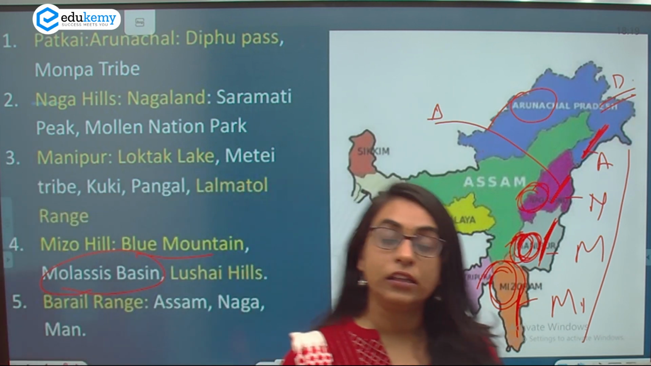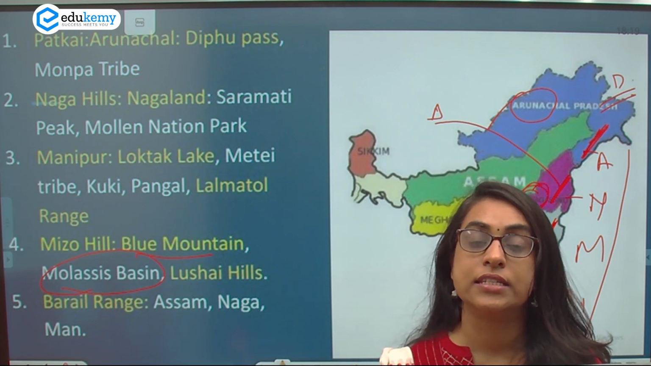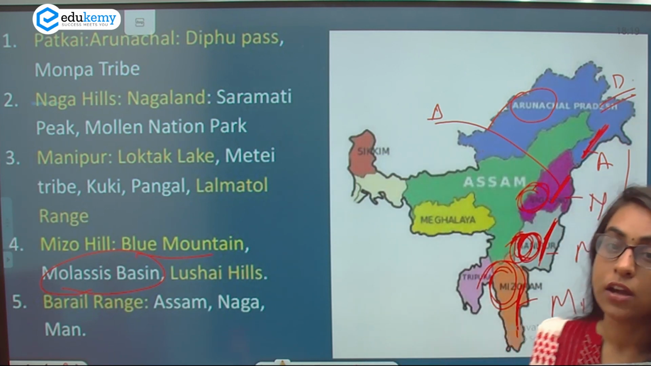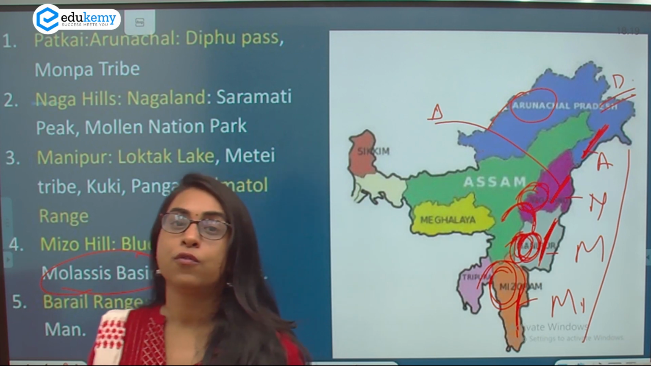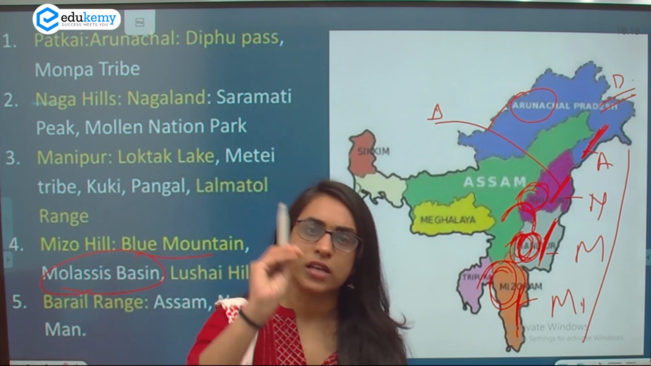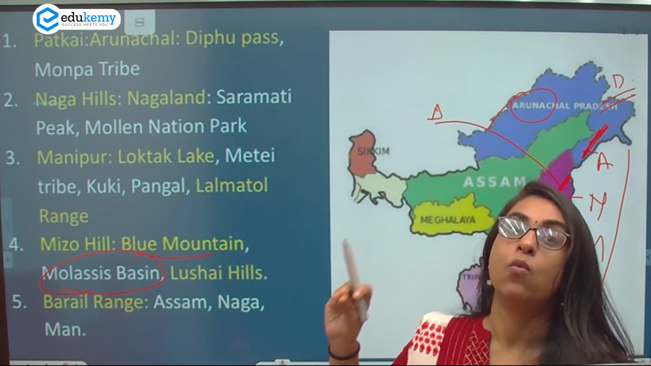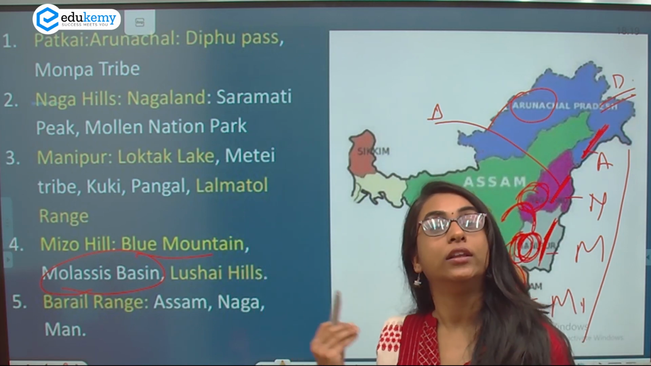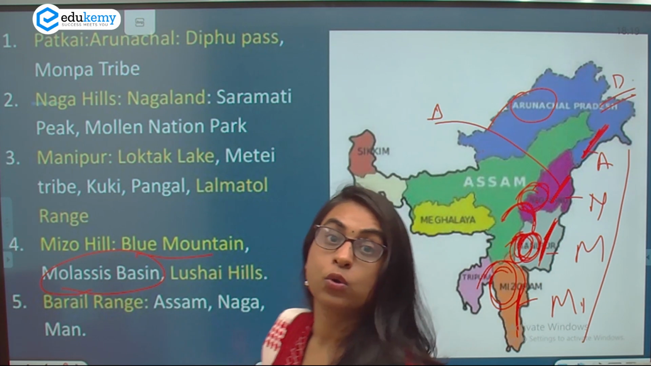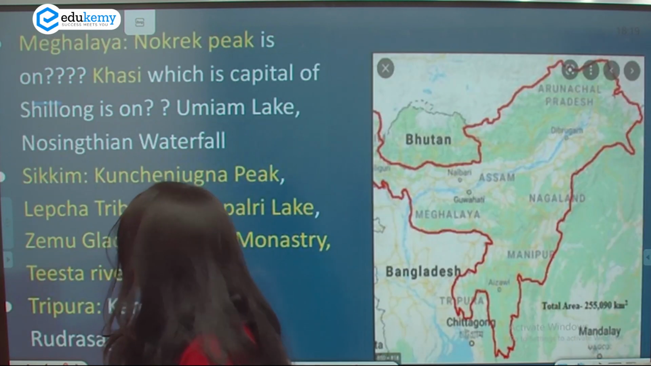Then another important range in the northeast is the Barail range, which spans across three states: the states of Assam, Nagaland and Manipur. So Assam, Nagaland and Manipur is the area where you will have the Barail range. So from a simple one hill that was asked, you have to see what all hills are in the other northeastern states, what are the rivers, who are the tribes which are found. This is how you analyze your previous year questions.